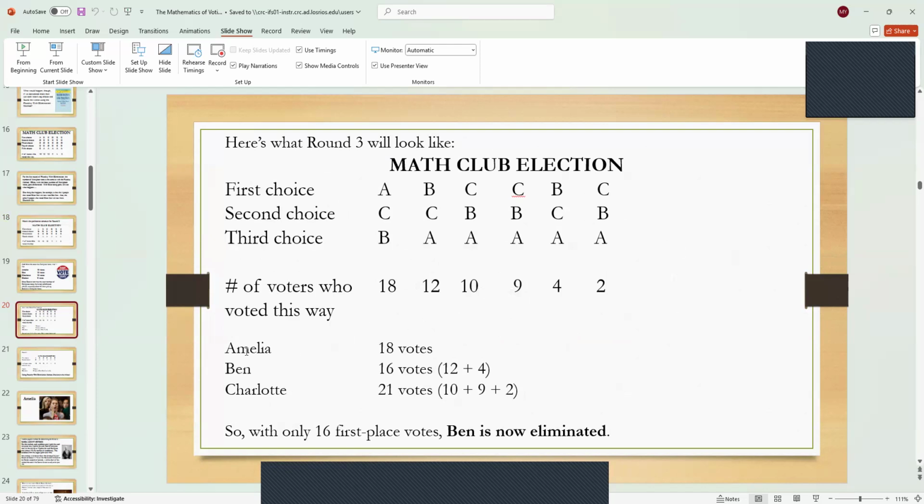So now we have to eliminate someone else. Who has the least now at the moment? Amelia has 18. Amelia has had 18 for a while. Those first 18 people have her as their top choice. Ben has 16. Ben has 12 plus the 4. Charlotte has 21 right now. Charlotte has 10 plus 9 plus 2. So Ben is currently the least number of first place votes. Ben is about to get eliminated.